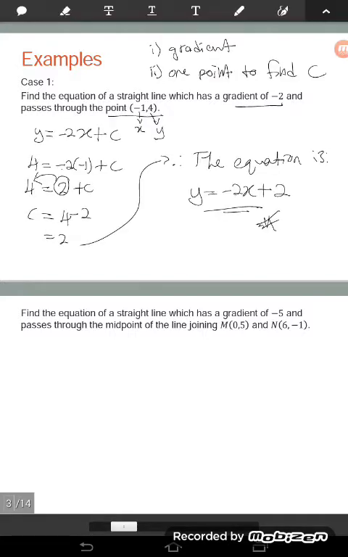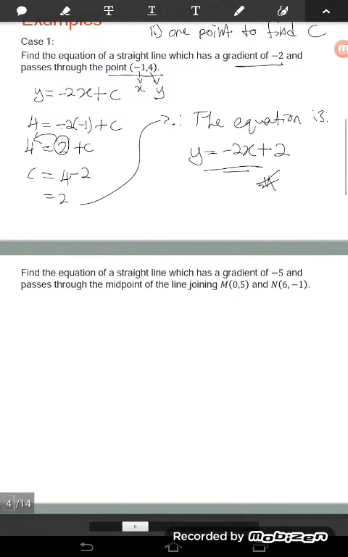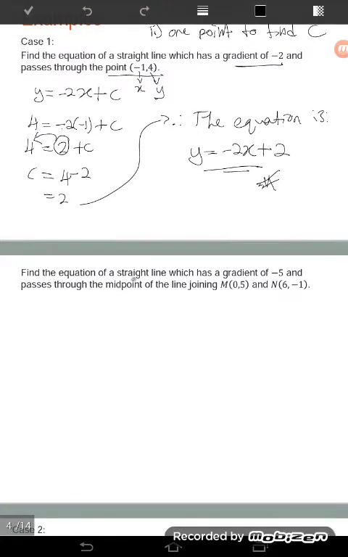Okay, so another example. Find the equation of a straight line which has a gradient of negative 5 and passes through the midpoint of the line joining M0, 5 and N6, negative 1. Okay. So what we need is, tadi apa yang kita perlukan? Gradient. Okay, so gradient kita dah ada negative 5 and then 1 point.